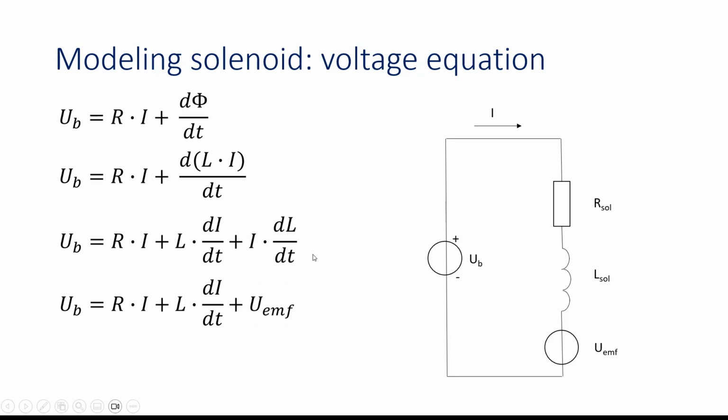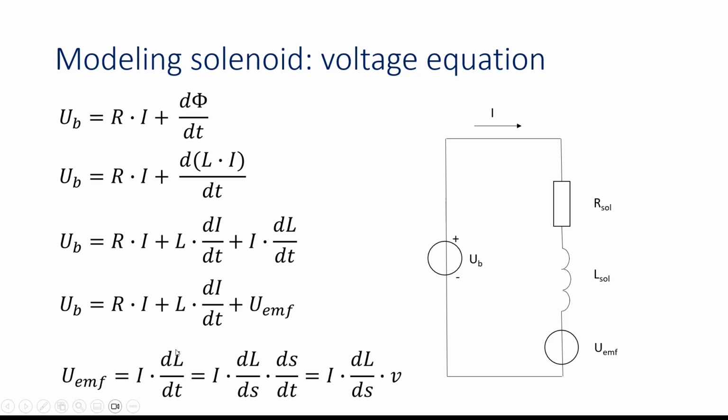This EMF voltage, we can also put that in another way, because the derivative of the inductance value towards time can also be written as a derivative of the inductance towards the position of the plunger, which is often more of interest. And when we change dL/dt into dL/ds, we have to correct it with ds/dt, so then we get the same expression back over here.